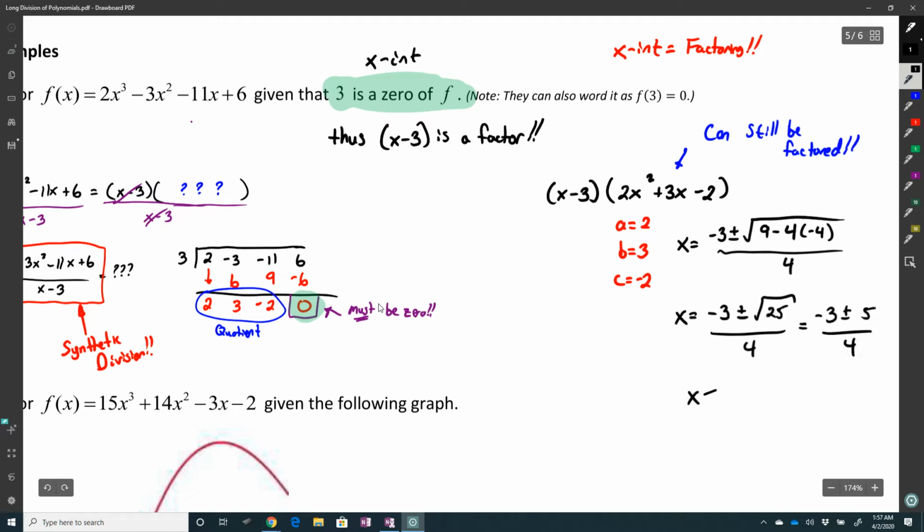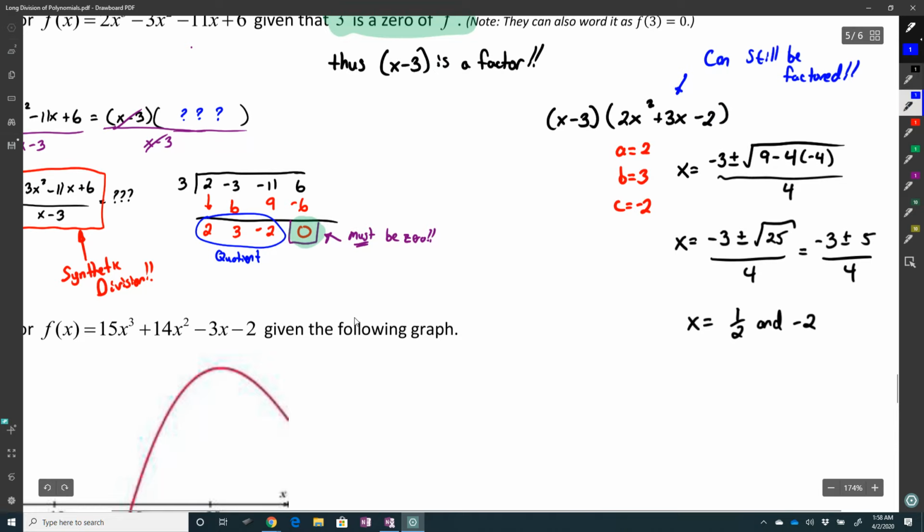And so I get x is equal to negative 3 plus 5 is 2 over 4, which is 1/2. Negative 3 minus 5 is negative 8 over 4, which is negative 2. So these must be the other two factors. x minus 1/2, x plus 2. So my final answer is going to be combining all my answers together.